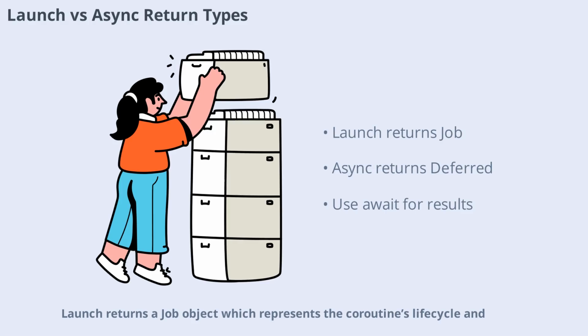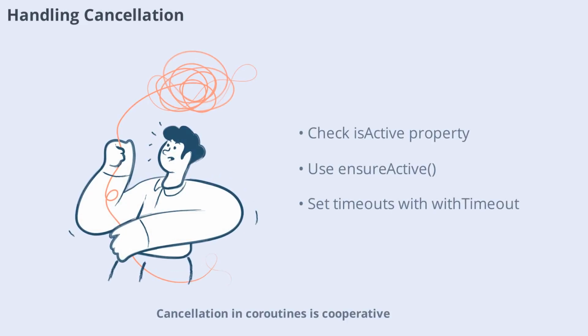Launch returns a Job object which represents the coroutine's lifecycle and allows you to manage or cancel it. Async returns a Deferred object which represents a future result you can retrieve with await. Knowing when to use each is key for effective concurrency. Cancellation in coroutines is cooperative.